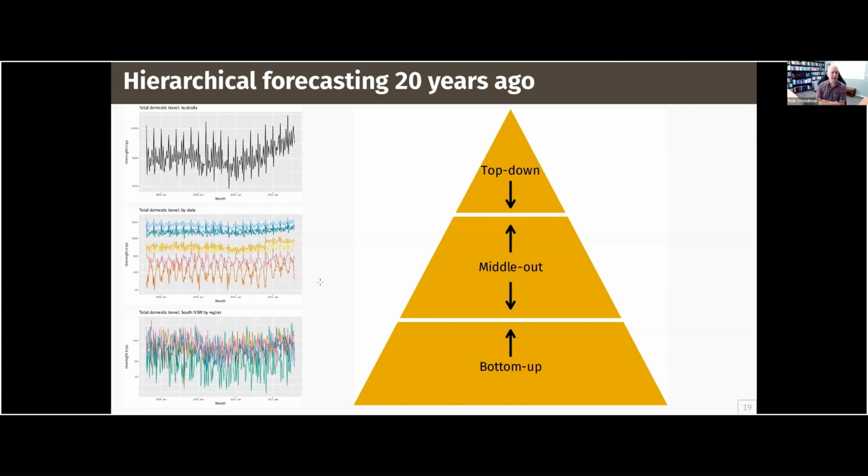And then the most sophisticated approach was to pick some middle level and forecast at that level, and then do a disaggregation for the levels below and an aggregation for the levels above. And that was called middle out. When I was doing consulting in the 1990s and the early 2000s, usually the question people were asking was, what level should I be forecasting at? What's the right level to pick for this middle out process? And I kept coming across this and thinking there's got to be a better way to think about this problem.